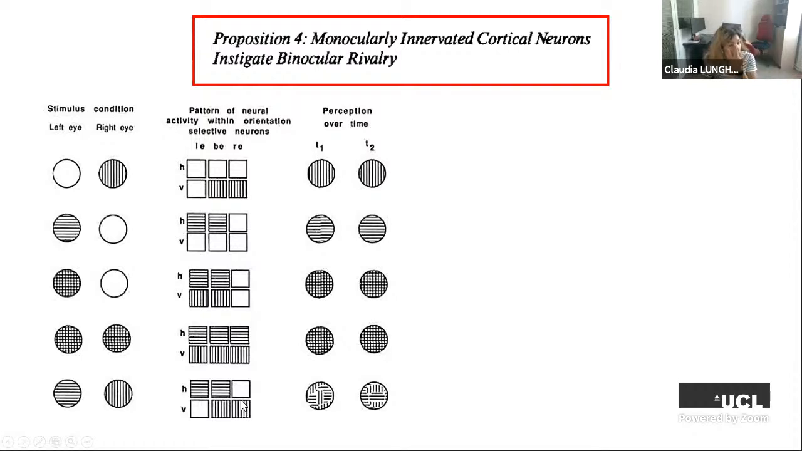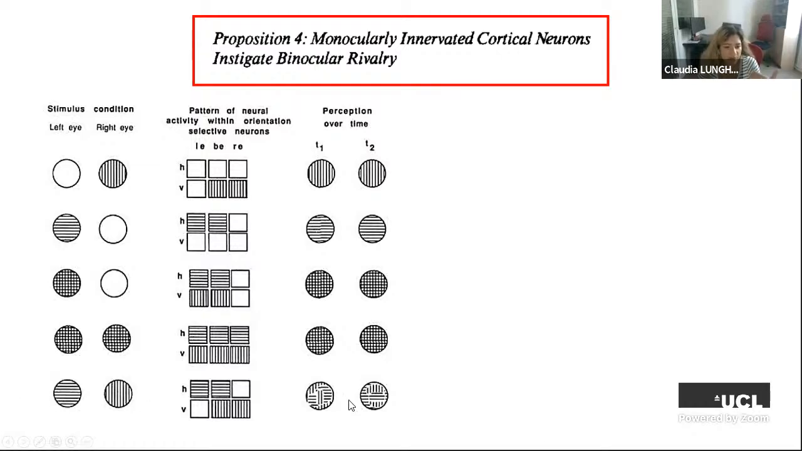The monocular neurons will be activated only for the vertical orientation, and therefore rivalry will result from the competition between the monocular neurons, because at the level of the binocular neurons, it's impossible to distinguish these two cases: the cases in which we have a binocularly fused grid, or the cases in which there are the conditions to trigger binocular rivalry.